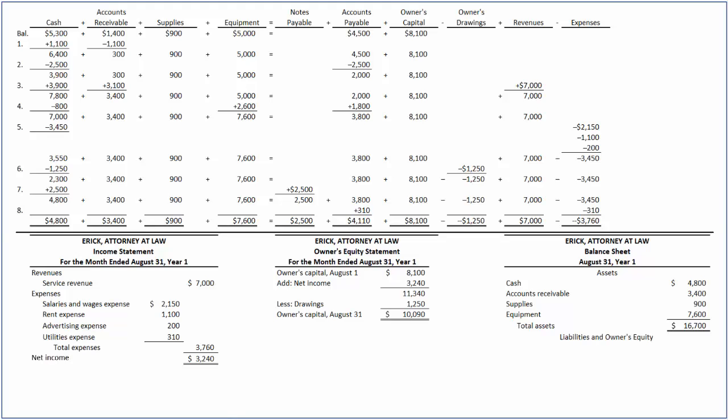Next, we list the liabilities and Owner's Equity section. The liabilities for Eric are notes payable of $2,500 and accounts payable of $4,110. Total liabilities equal $6,610. Owner's equity has owner's capital of $10,090. Note that it is transferred from the owner's equity statement. By adding $6,610 and $10,090, we arrive at total liabilities and owner's equity of $16,700. As a final check, we notice that total assets equal the sum of total liabilities and owner's equity.